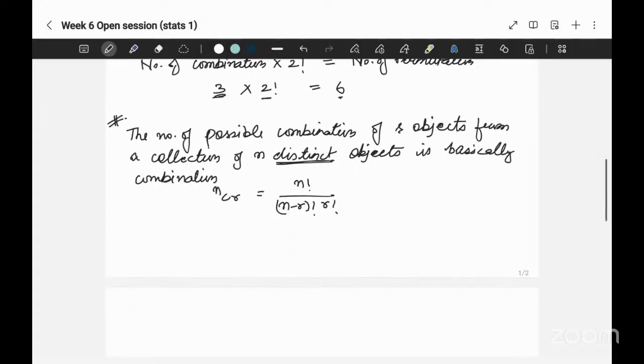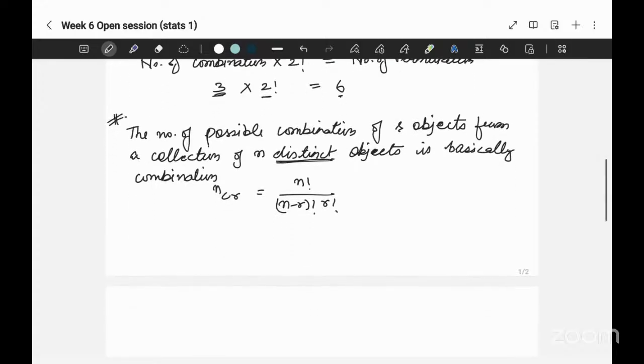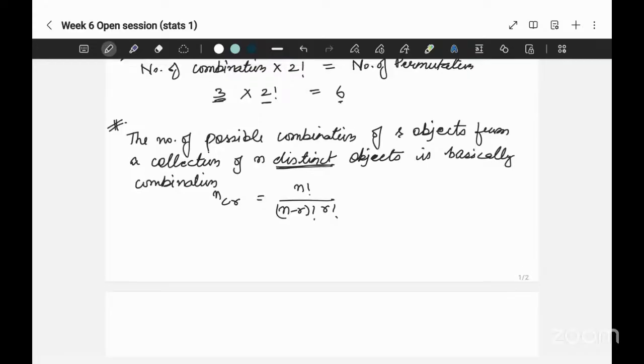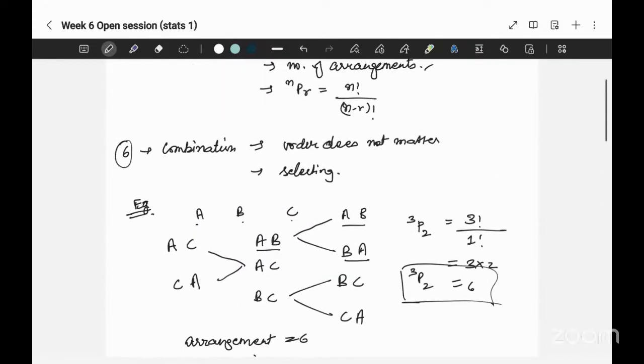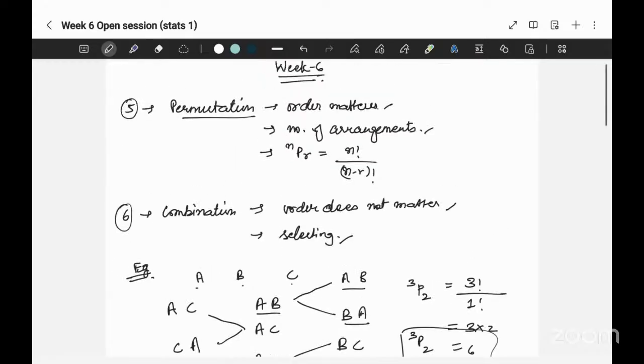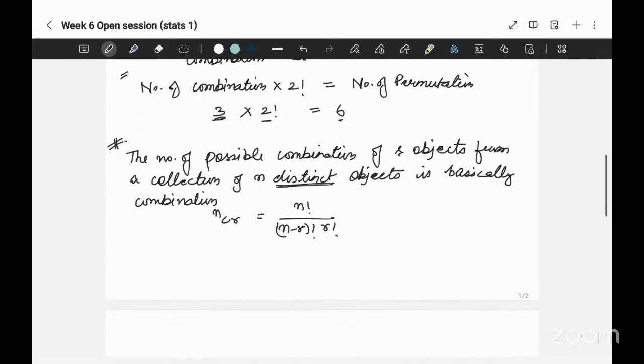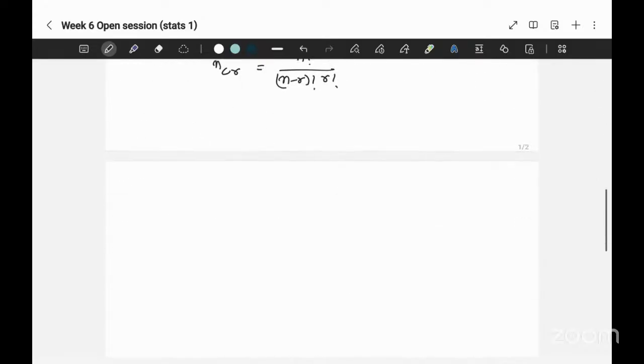Ma'am, when these types of questions come, like first 5, next 6, arrangement does not matter, right? Yes. The main thing in combination is that the order does not matter and we are just selecting, selecting people or any objects, not arranging. If arrangement is there, we use permutation. If selection is there, we use combination. Fine?